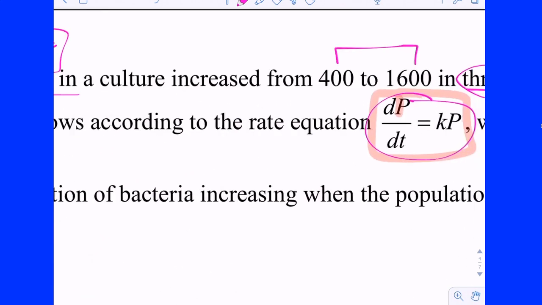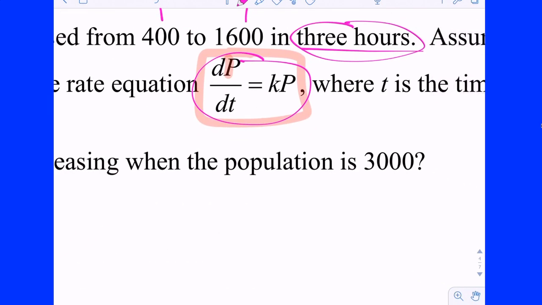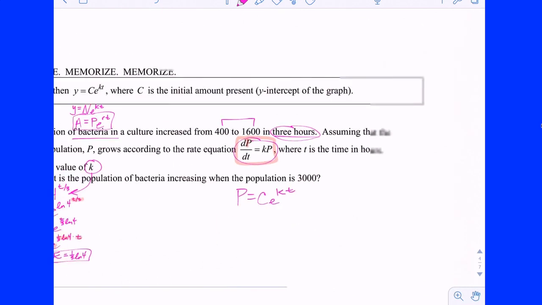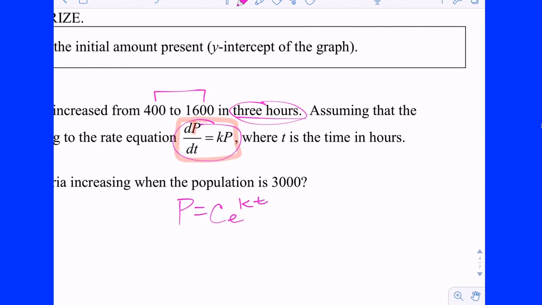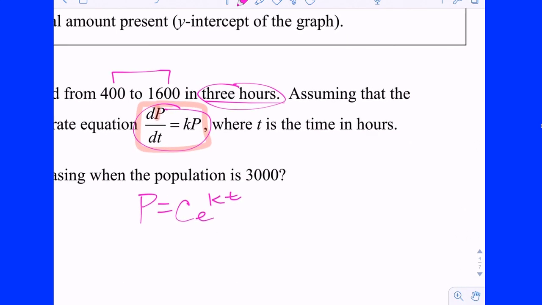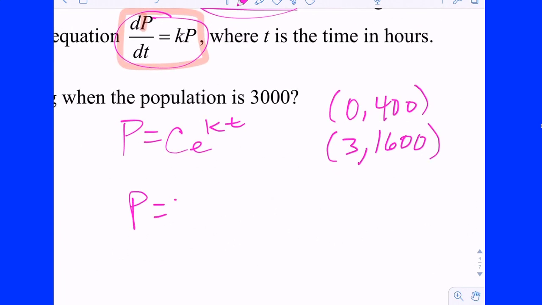The other way to do it is to say, okay, dP/dt equals k times P. I know that's going to be P equals C e to the kt power. And then all you have to do is say, it went from 400 to 1,600 in 3 hours. Because you're only after k, you could say that at t equals 0, it was 400, and then 3 hours later, it was 1,600. You'd make up that ordered pair. And then you'd have P equals 400 e to the kt.